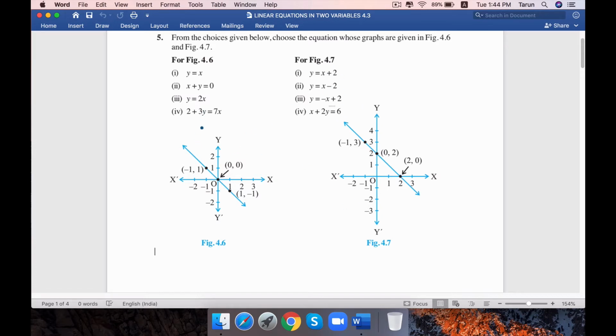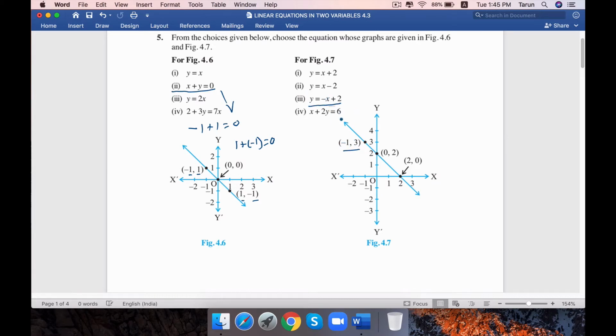Now the first one is clear: -1 and 1 are additive inverses, so are 1 and -1. So it can only be the second one. Let's try and verify. I will get -1 plus 1, which will give me 0. Similarly, in this case, I will get 1 plus -1, which is equal to 0. So it is satisfied.